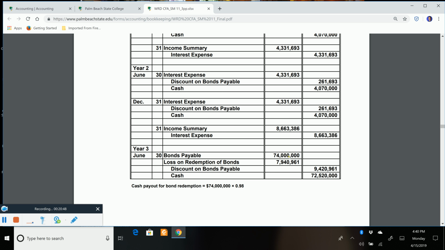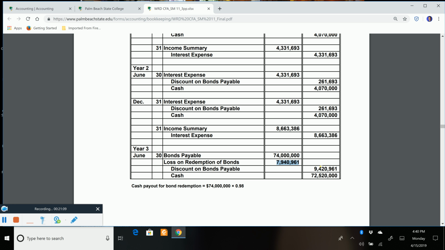So if it had a debit balance of $9,420,000, I will get rid of it with a credit. And now I am missing this debit to balance the journal entry. That missing debit is a loss on the redemption of the bonds. If there was a missing credit, it would have been a gain on the sale of the bonds.